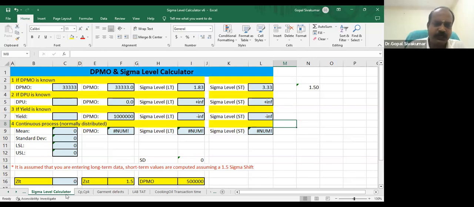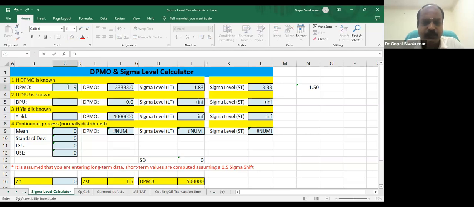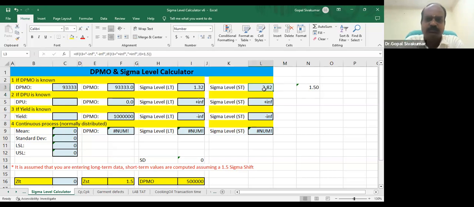See, I have now come to another sheet, which is named Sigma level calculator. Here I am going to type. What is the DPMO we just now calculated? 93,333. I just type and then enter this. Immediately it is giving me a Sigma level value. Can you all see that? Sigma level 2.82, bracket short term, ST. Another Sigma level, LT, which is 1.32.